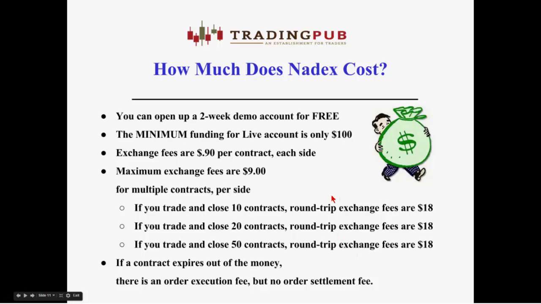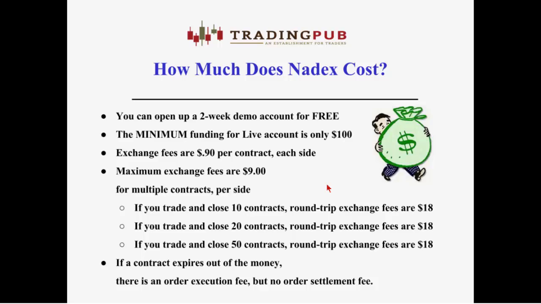And here are the costs with Nadex. First of all, there's a 2-week demo that you can sign up for free. It's going to be funded with a lot of play money, and you can actually trade the strategies I'm talking about. You'll have access to all of the markets that Nadex trades in. The minimum funding for a live account is $100 US. And there are no broker commissions involved with Nadex, but there is an exchange fee, and it's 90 cents per contract per side. And your maximum exchange fees are $9 per side.